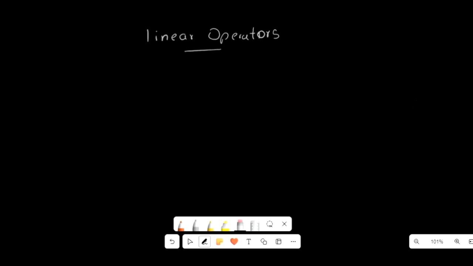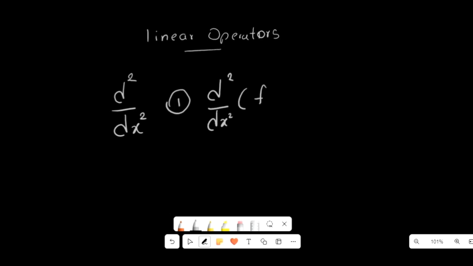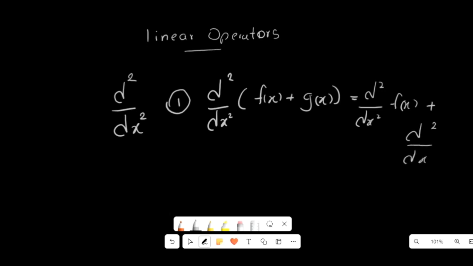Okay, let's take an operator like this. Let's check whether this is a linear operator or not. So the first condition it has to satisfy is this one, right? d squared over dx squared of f(x) plus g(x) equals d squared over dx squared f(x) plus d squared over dx squared g(x), right? We know in simple maths this is a derivation, right?